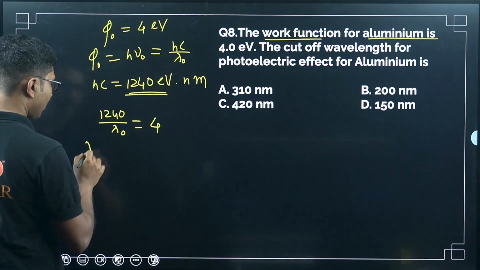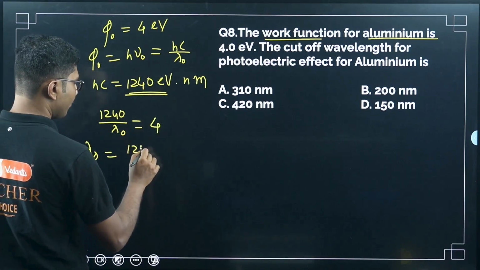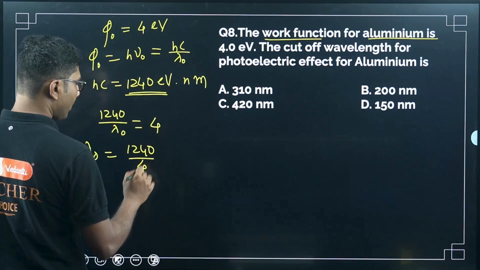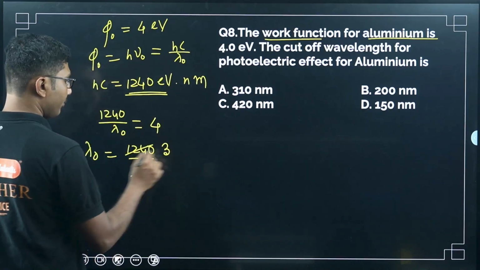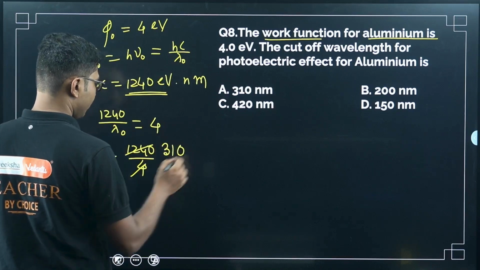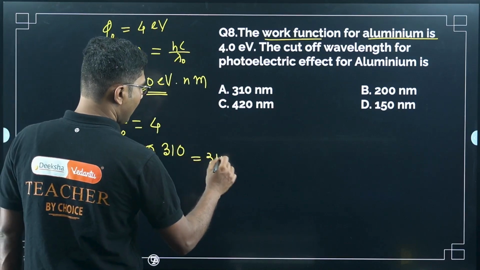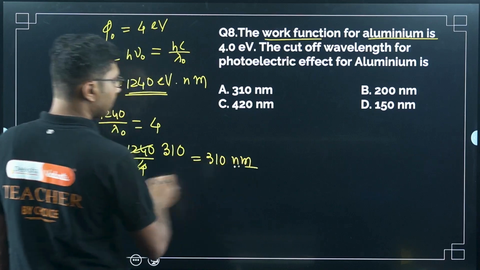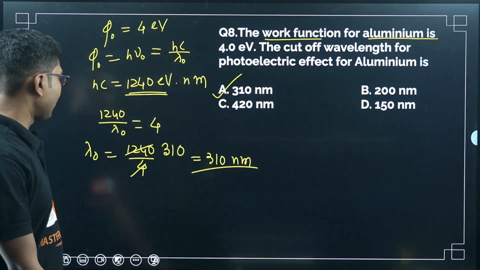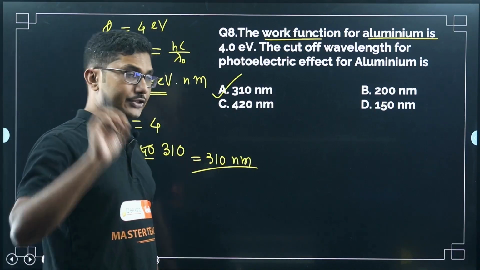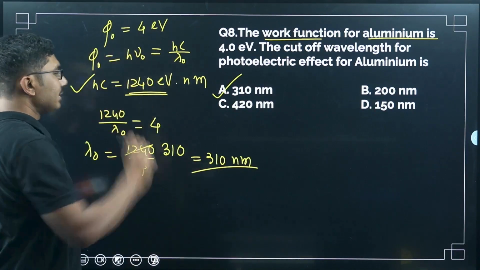So lambda naught is 1240 divided by 4. So 3 4s are 12, 4 1s are 4, 0. So 310 nanometer is the correct wavelength. Okay, 310 is the correct wavelength. Now let's move on. So simple question, if you know this, it's a simple question.